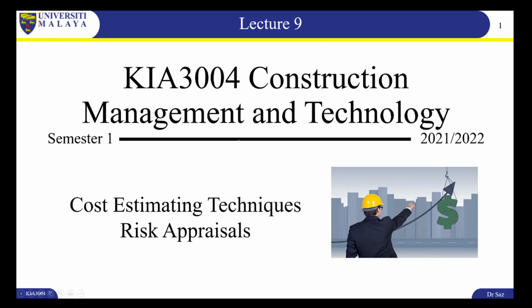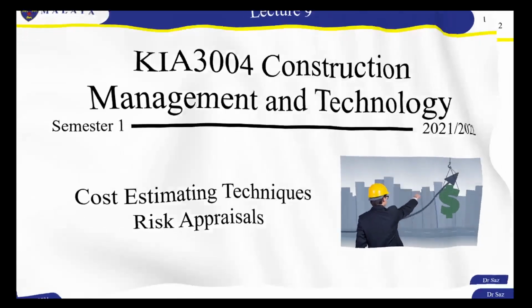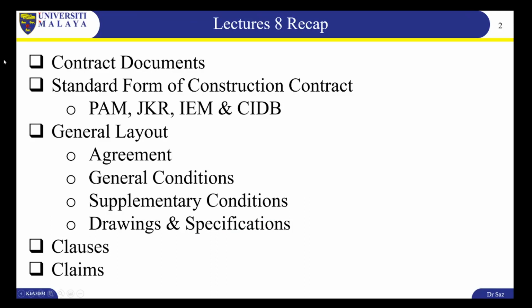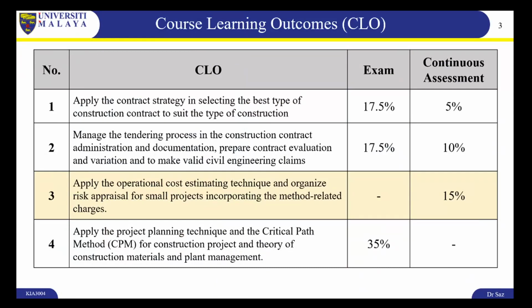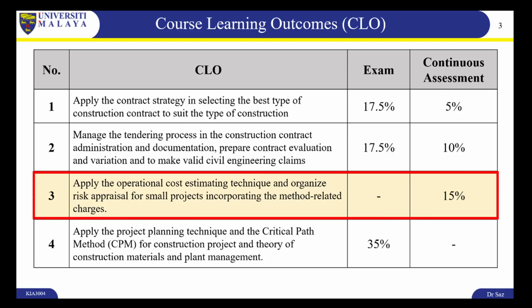So in this lecture, we'll be learning about cost estimating techniques and risk appraisals. In your previous lecture, you learned about contract documents, the standard form of these construction contracts, the general layout, what clauses are, and what are claims. So this lecture will be covered in CLO number 3, which is to apply operational cost estimating technique and to organize risk appraisal for small projects using method related charges.